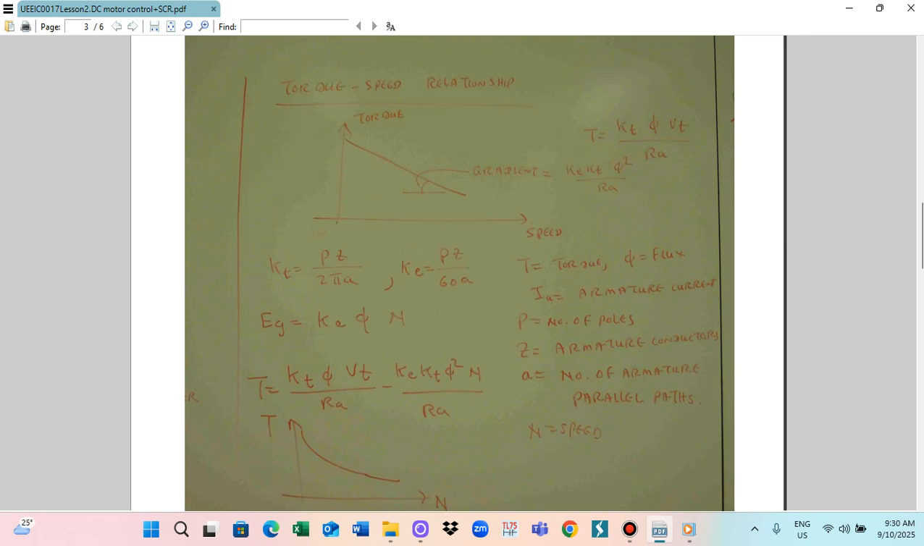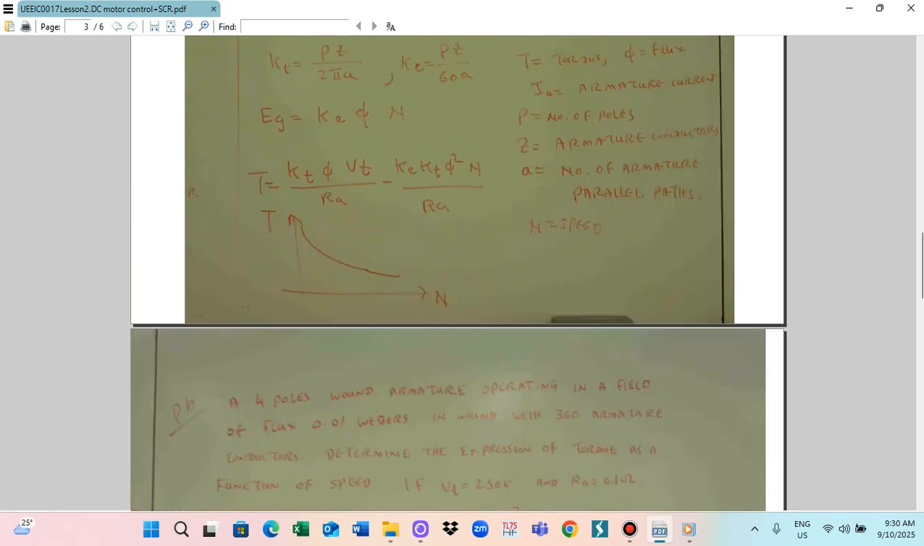In this case, we also calculate the constants. So this is KT phi squared by RA. This line is the torque function, and we look at the gradient. So this gradient can be calculated. The formula will be KE KT phi squared divided by RA. So this is the gradient of the line. So we need to calculate KE, KT, and phi squared over RA. That's the equation, so we need to find KE and KT.